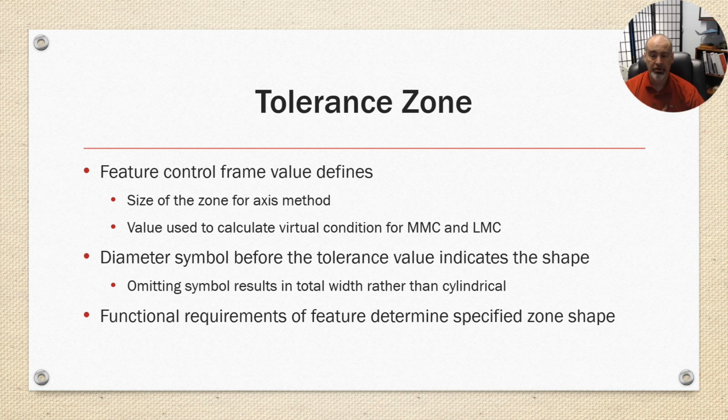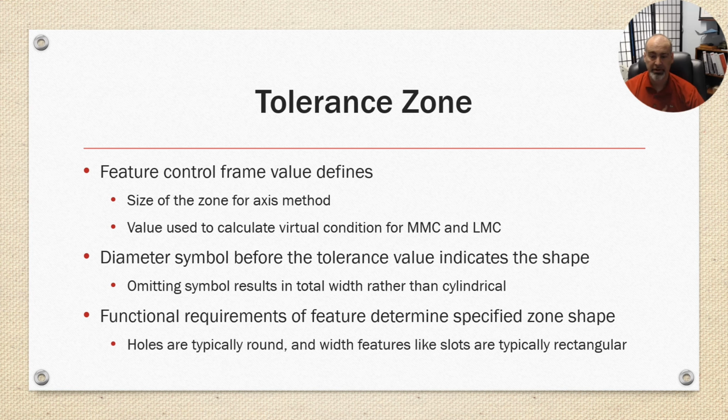There are the functional requirements of the feature, determining a specified zone or shape. Holes are typically round, and width features like slots are typically rectangular. So you can use this for complex shapes. It's going to come up later in the deck. I think it's a pretty difficult thing to ask for on the inspection side of things, but it can be done.